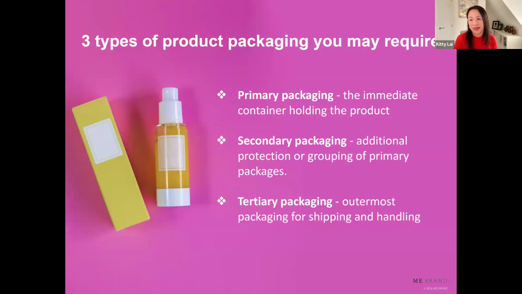Then the secondary one is an outer package. So it could be a box to protect perhaps jewelry or something that's more valuable. That's additional protection, and it could group your primary packages as well. So if you've got variations or a set of things, you need to have that as secondary packaging. And then the third type is the outermost packaging for shipping and handling. So you might be thinking of packing peanuts, papers, and wrapping paper and other things that go in cartons and are getting shipped out to the customers directly.